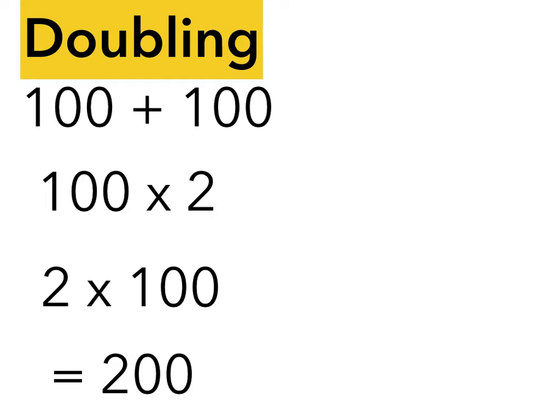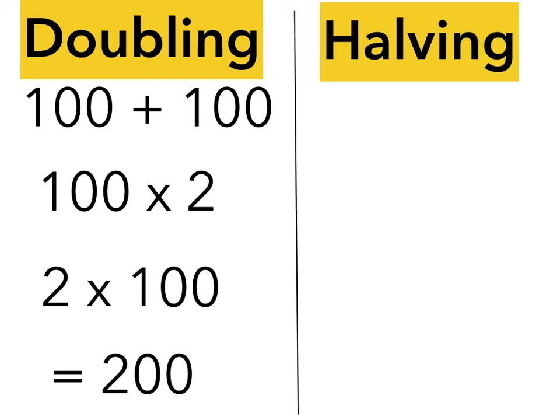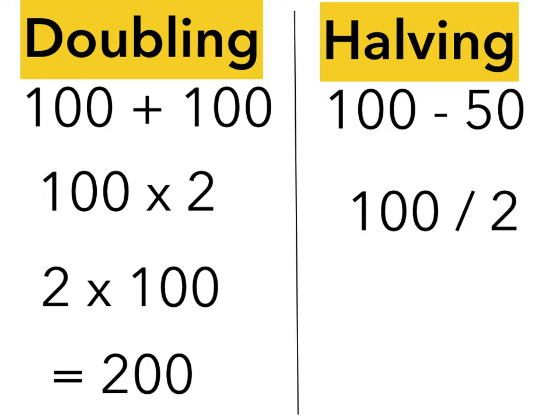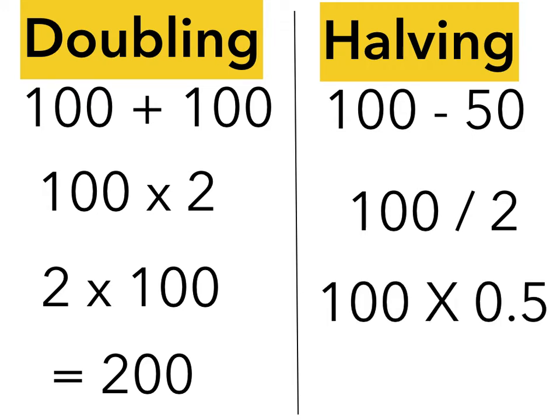Now let's look at the opposite of doubling, and it is called halving. Here we've taken the same number. Now we want to halve the 100. One way of doing this is that half of 100 is 50, so we'll basically minus 50 from 100. The second way is by dividing 100 by 2, which again will give us the same answer. Or the third trick is just to multiply 100 by 0.5. All of this will give us an answer of 50.